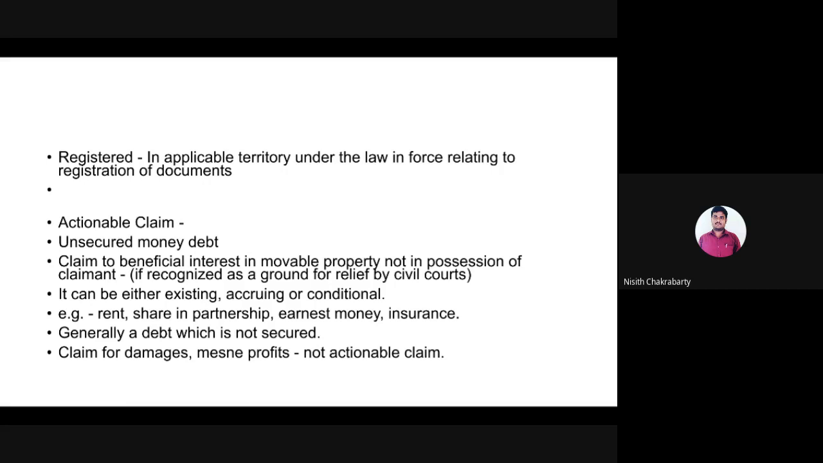The examples are rent for a movable property that I have given, share in a partnership, earnest money. So for a contract I have given some earnest money. What is an earnest money?